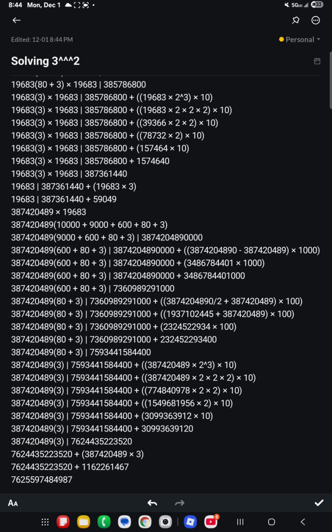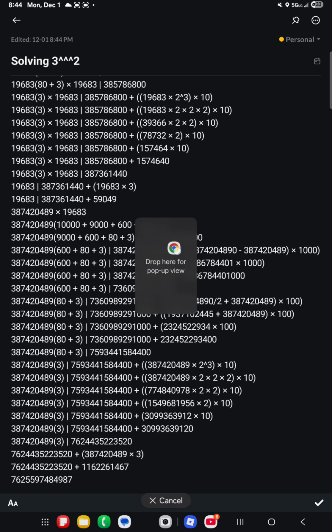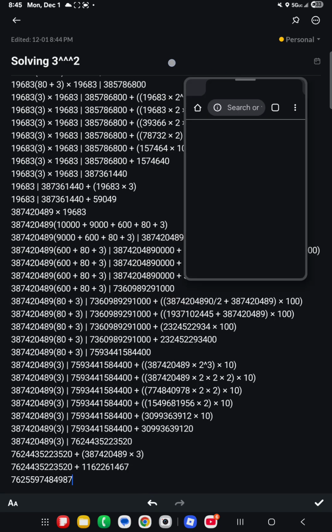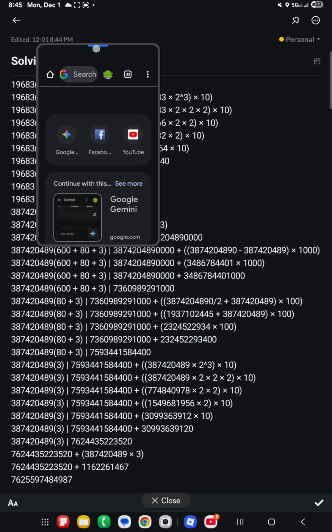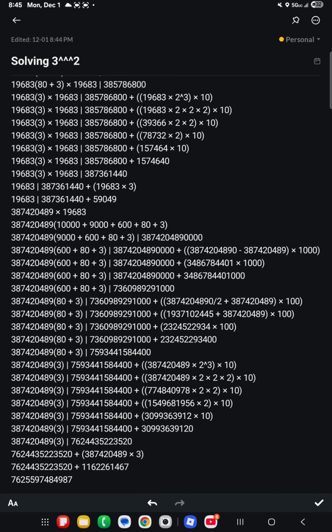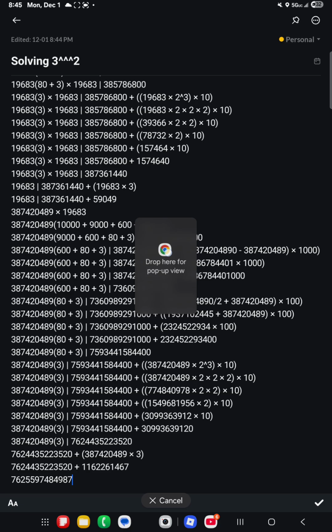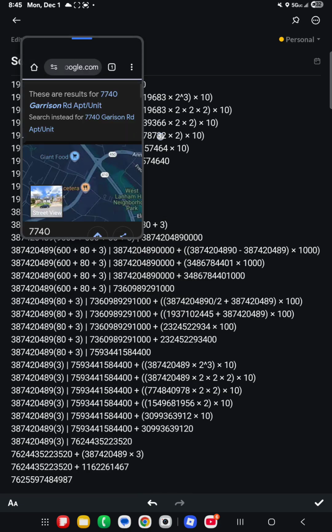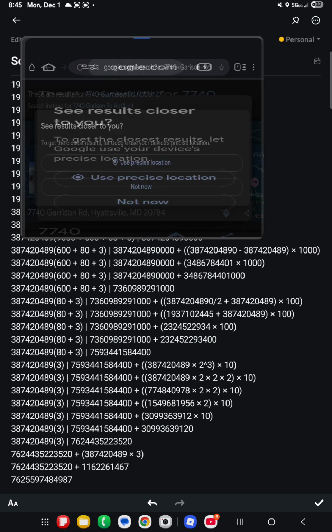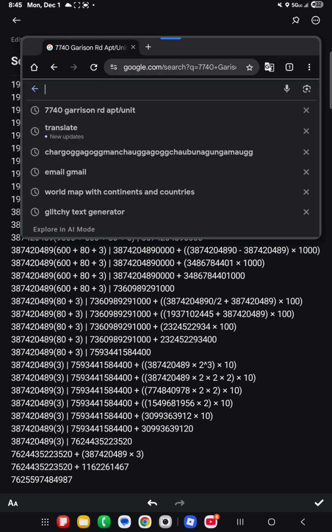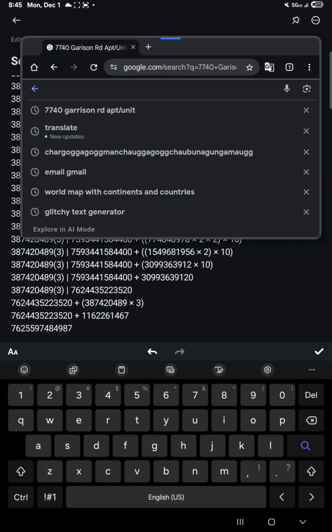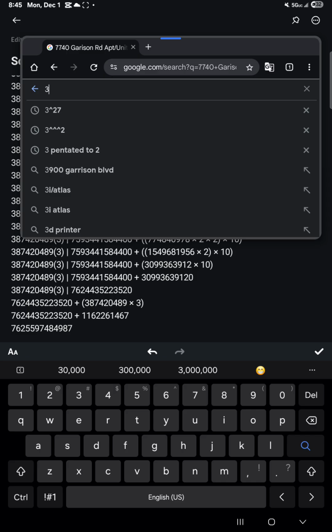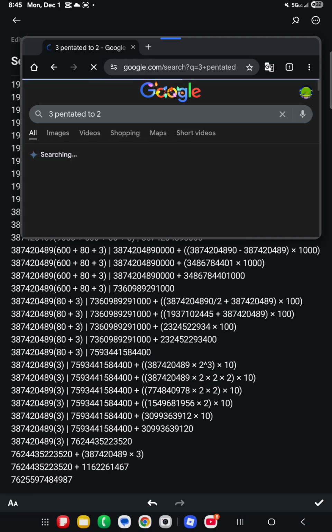So to test this, I'm gonna open up Chrome. And to see if I actually got it right. Let's see if my math is correct. Nah, I don't know why I closed out. Let's try again. Alright. And let's see. So I already know that 3 pentated to 2.